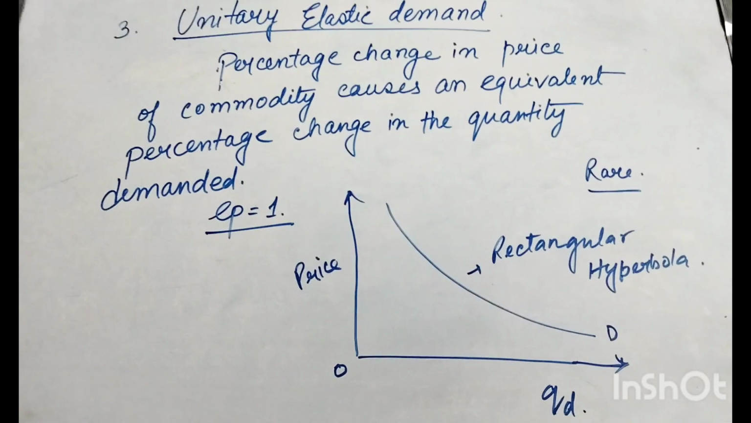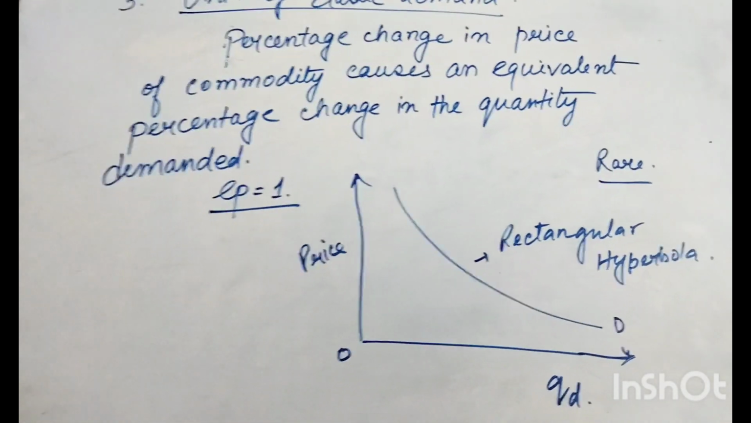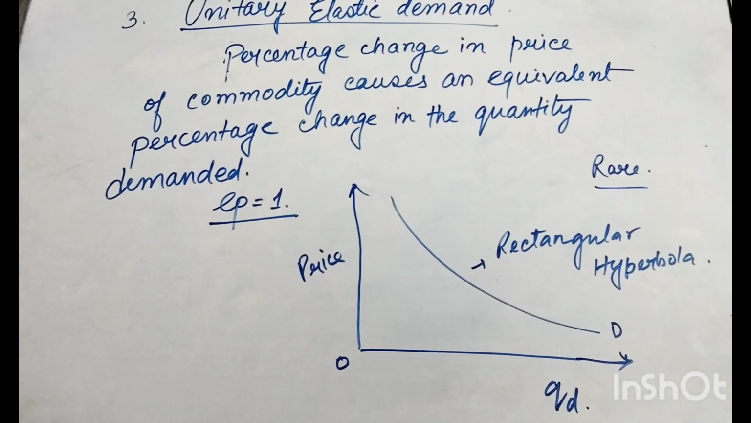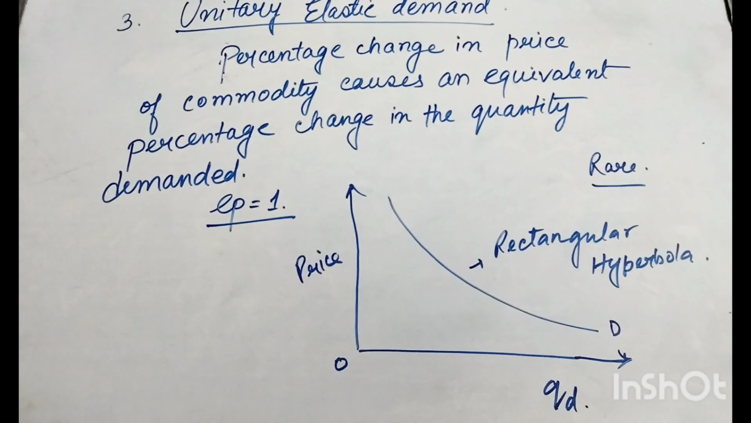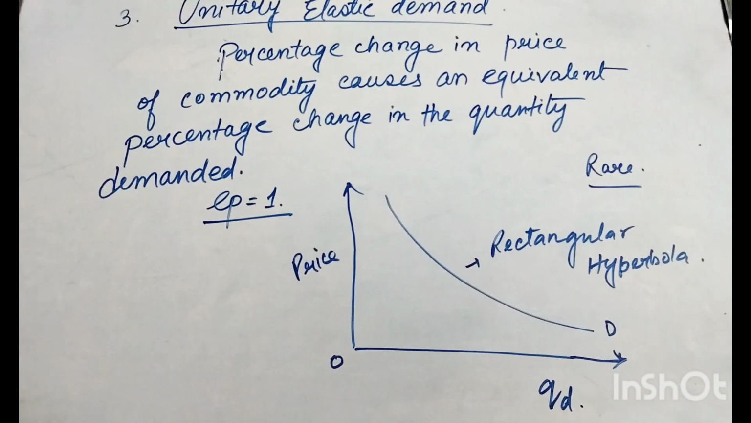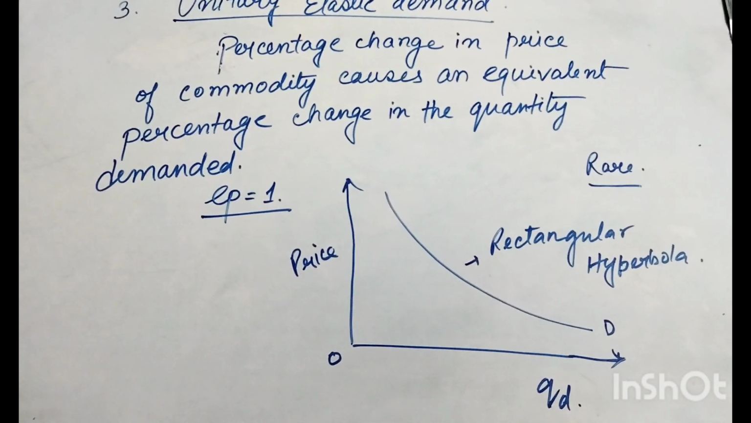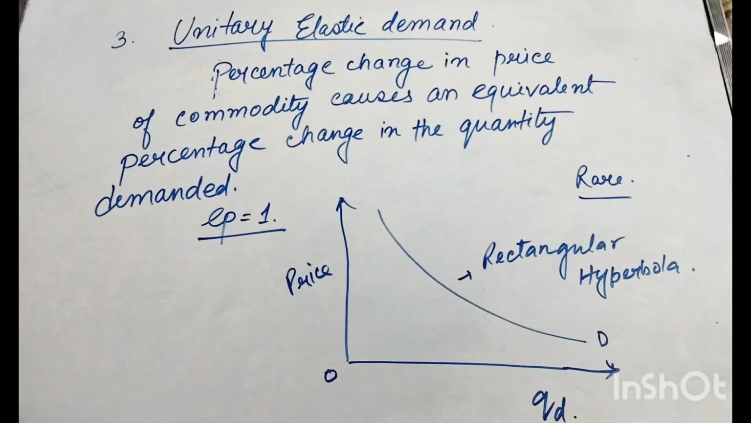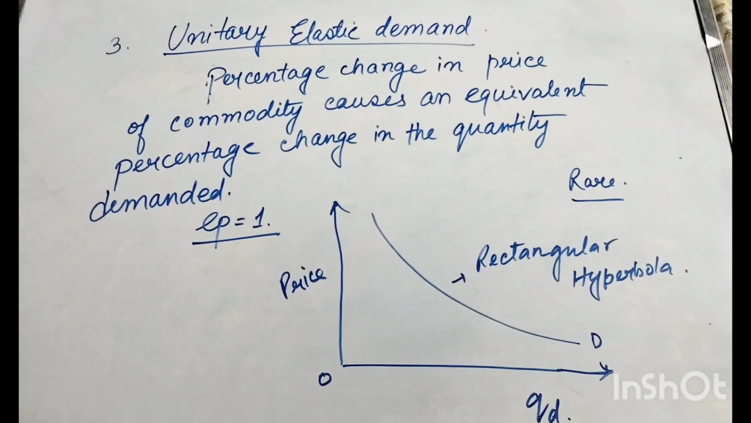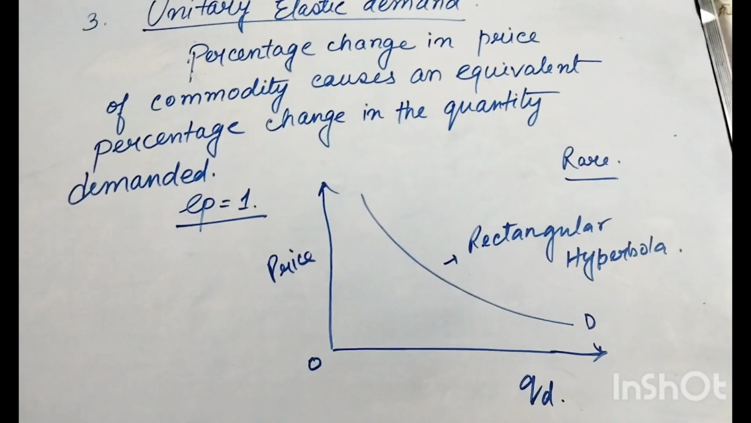Okay, next come to the unitary elastic demand. The name itself, unitary, means that a percentage change in the price causes an equivalent percentage change in the quantity demanded. Whatever be the change in the price, exactly that percentage the quantity demanded will change. If there is a 1% change in the price, then there will be a 1% change in the quantity demanded. In that case, EP will be equal to 1 and the demand curve will be a rectangular hyperbola.